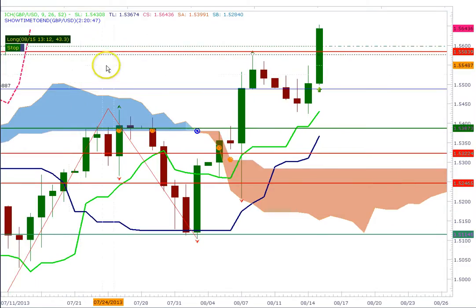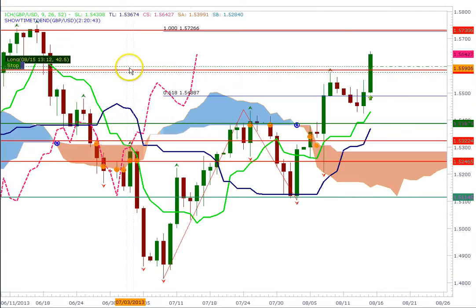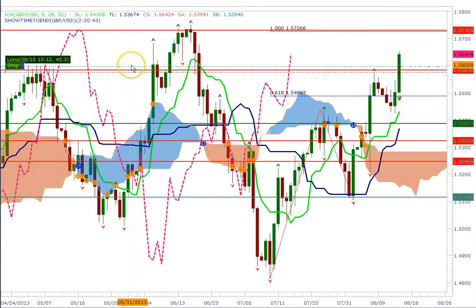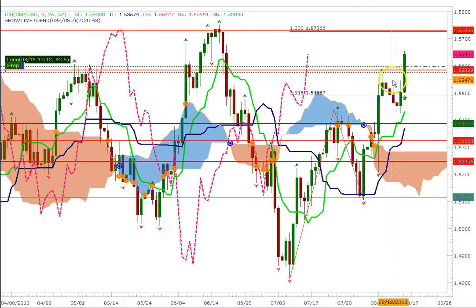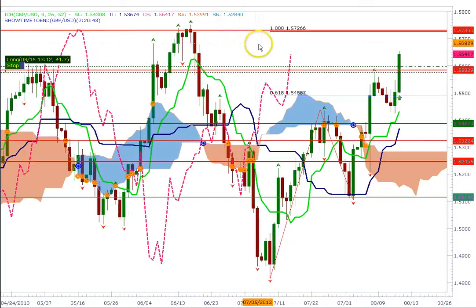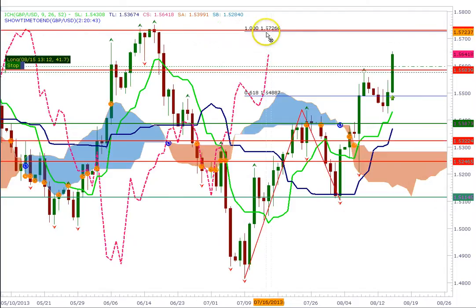looking at the daily, which would be this level right here. Once we get to this level, this is going to be an important level right here. All right, that's our 1-to-1 ratio, or 100% extension. Okay, so that's the pound dollar.